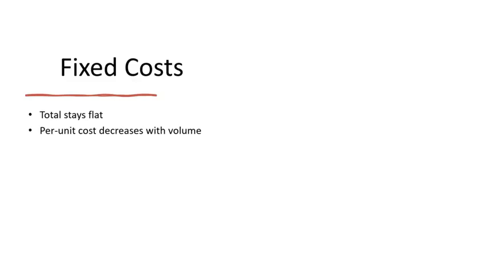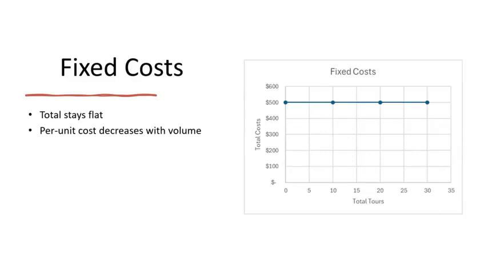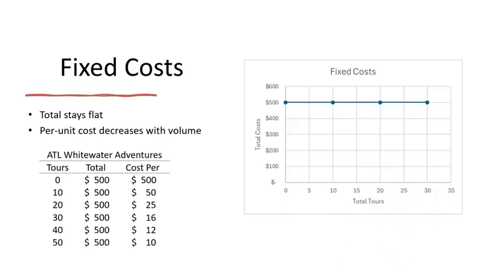Now, fixed costs don't change in total even if the activity does. If ATL pays $500 a month for a storage fee, that's fixed. They still pay whether they have 0 runs or 20, 30, 50 runs, whatever. But on a per unit basis, fixed costs drop as volumes rise. More people, smaller slice of the pie.